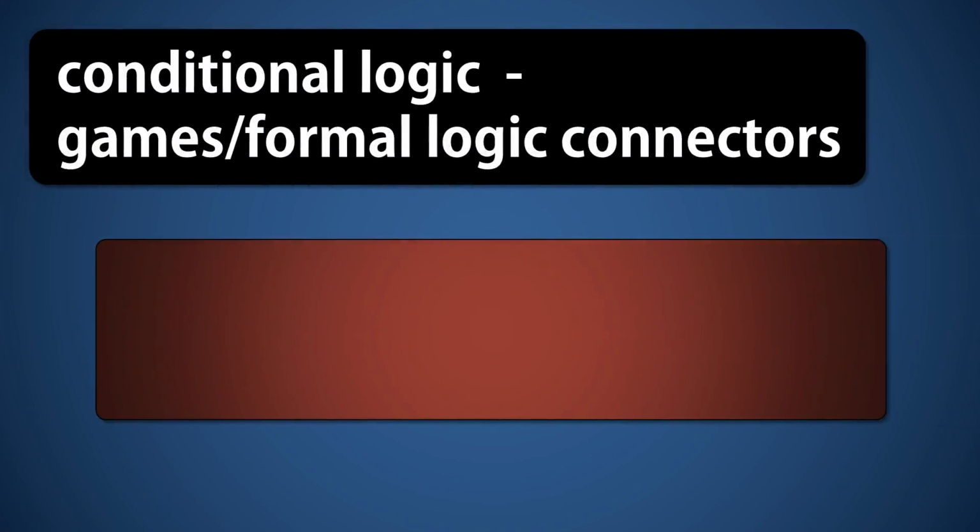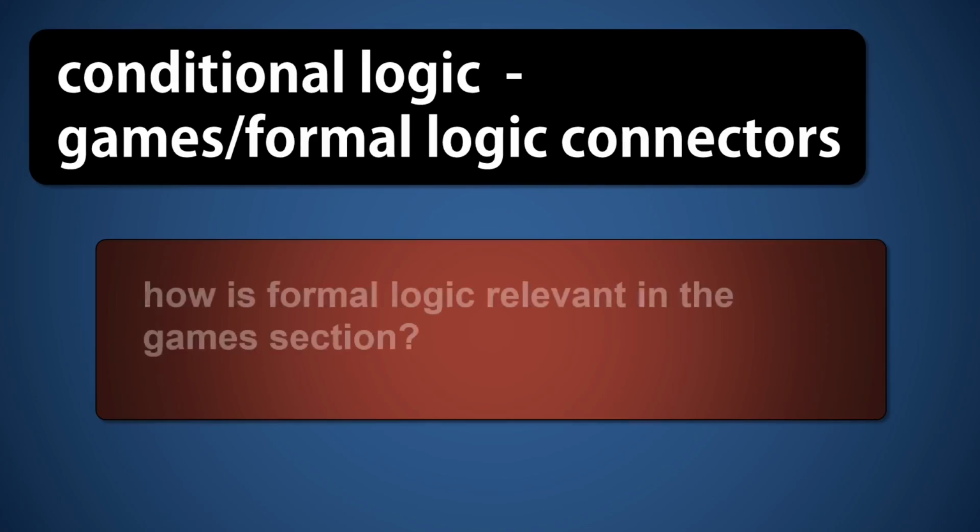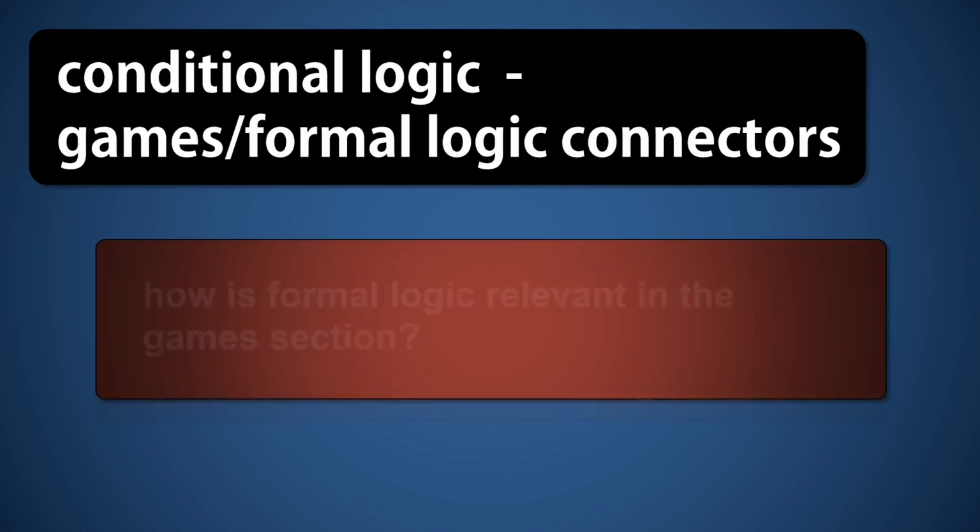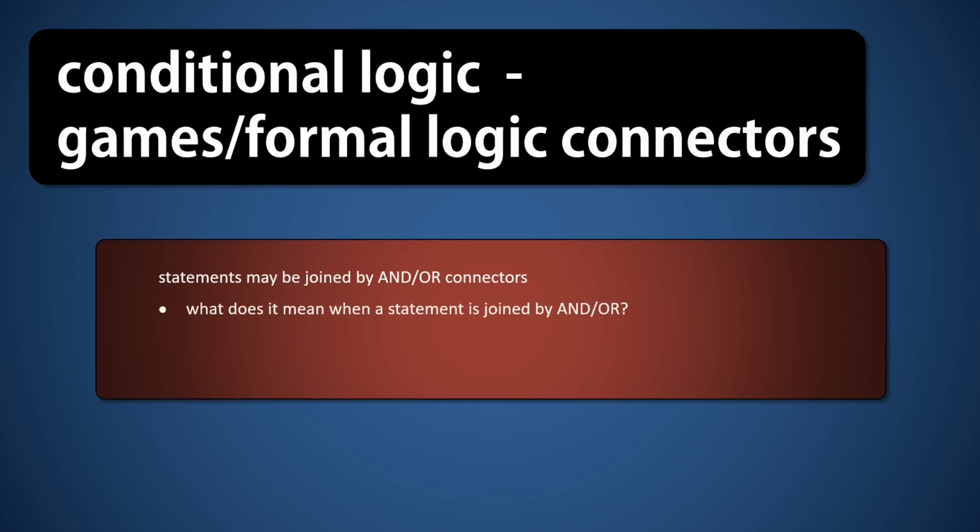Okay, so in this video we'll continue with the formal logic connectors for the conditional logic in the games. So, how is formal logic relevant in the games section? Now, statements may be joined by and or or connectors. So what does it mean when a statement is joined by and or or? And what does it mean when an and or or statement is negated?